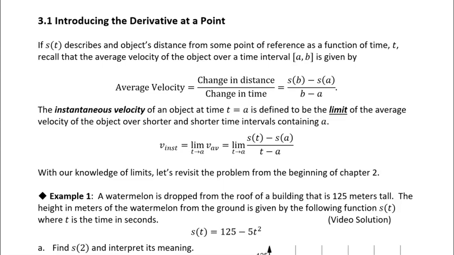Now you can see what happens. You can see this formula here for instantaneous velocity. Now if t approaches a, the denominator looks like it's going to go to 0, so it looks like it would be undefined at a. But now that we understand limits, we can sneak up on it.